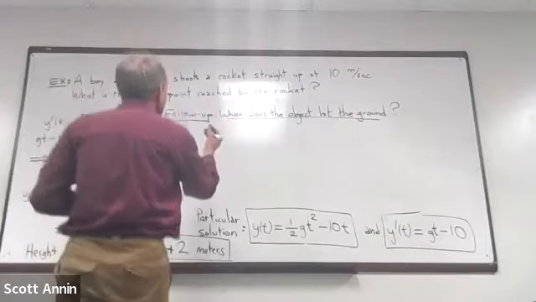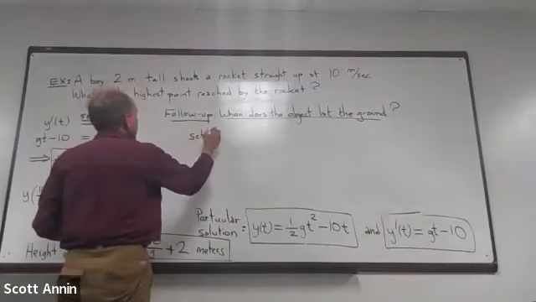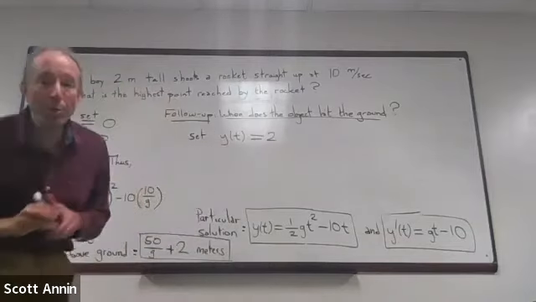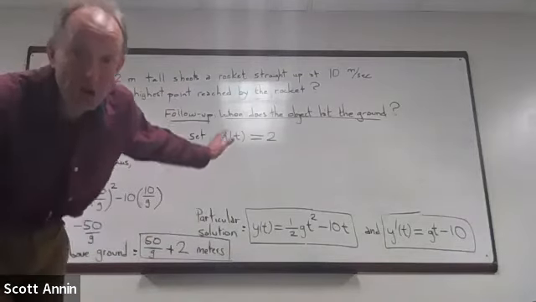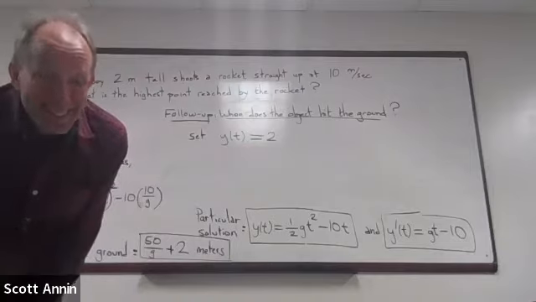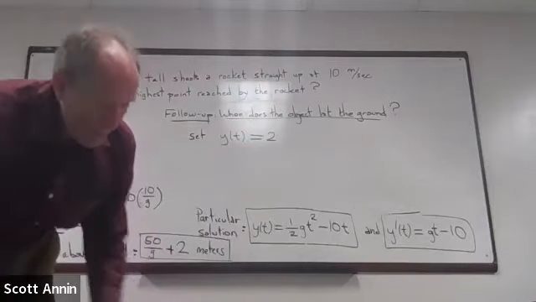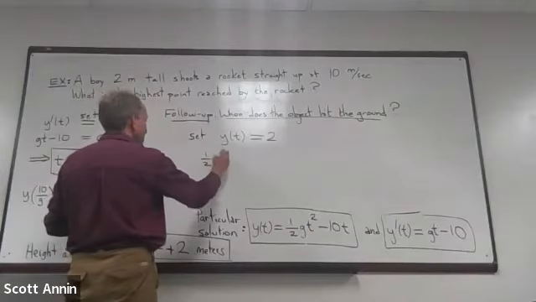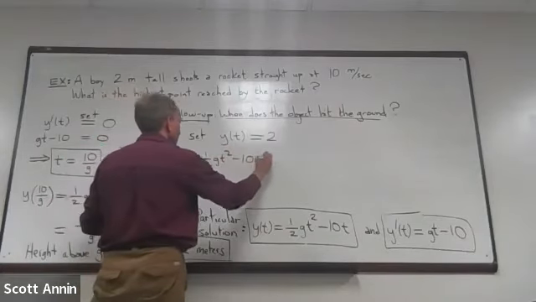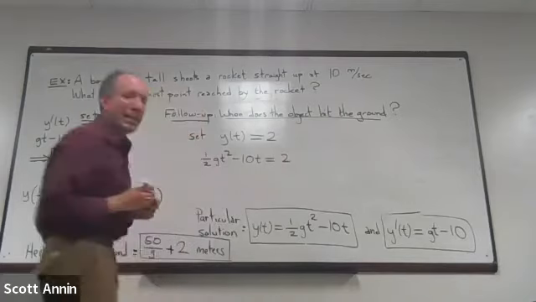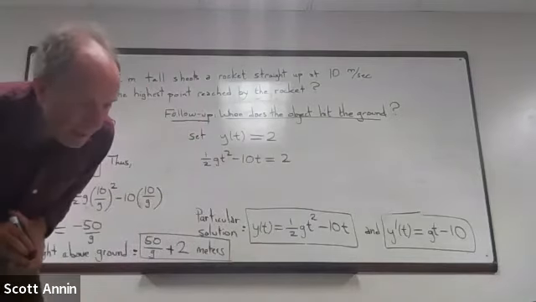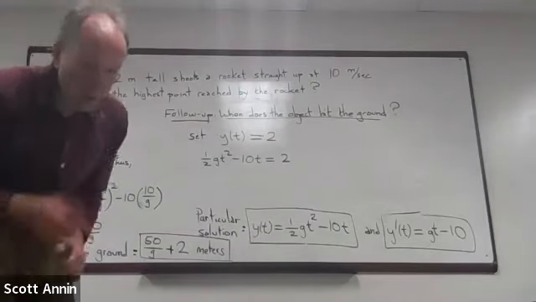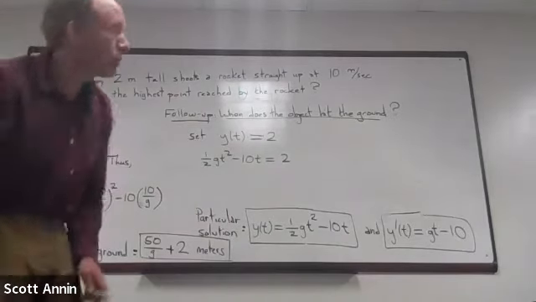So the idea here is that we're going to want to know when the object has a y value, a position, of 2. That's exactly what we're going to be trying to do. So here's my position equation: 1/2 gt squared minus 10t equal to 2. And this is really just a quadratic equation, right?